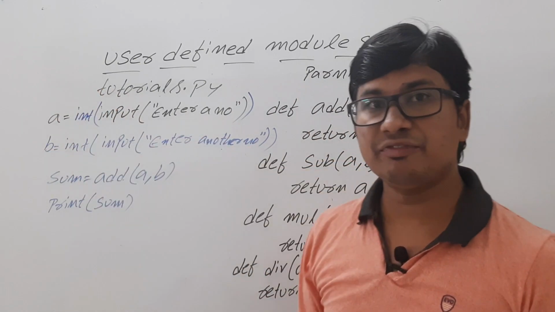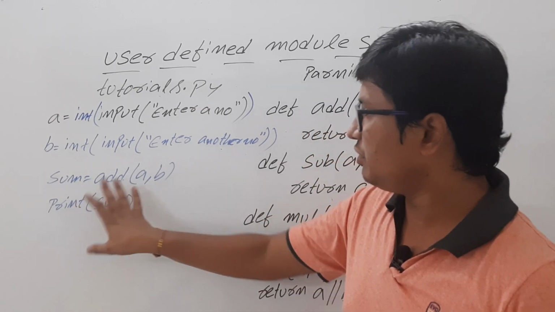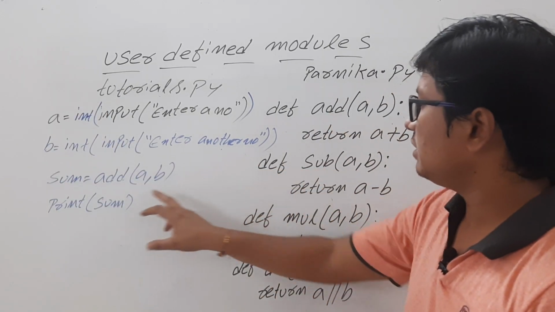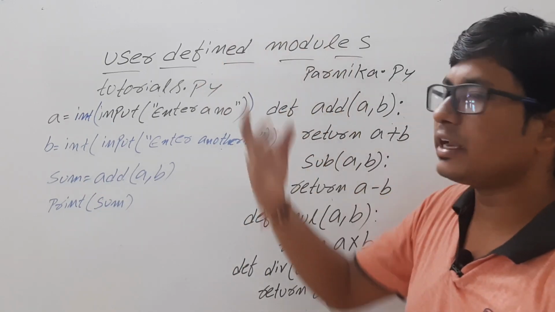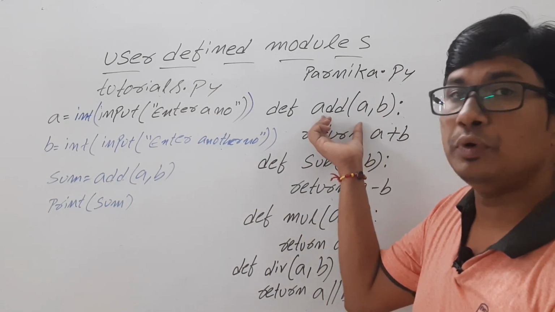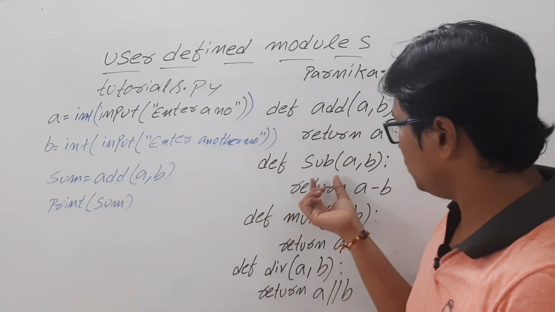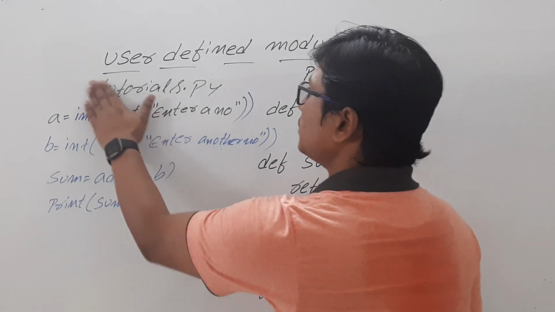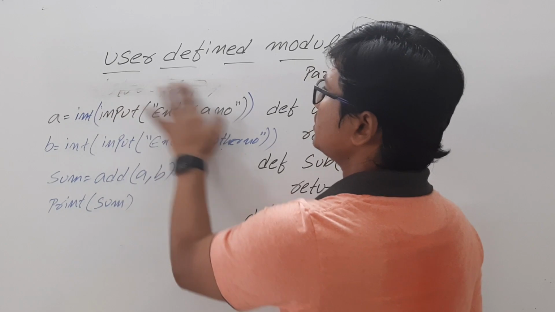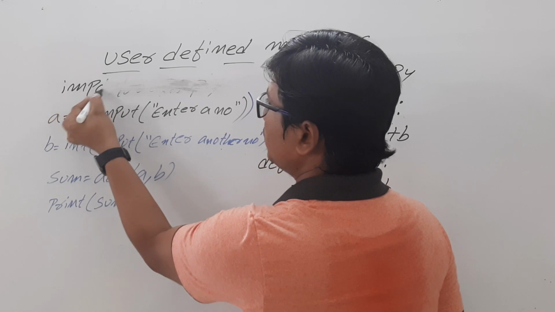But have you defined the function called add? Add is not an inbuilt function, it is a user-defined function. So if it is a user-defined function, before calling the function, you need to define it. But that function definition is written in another program. So in tutorials.py, you need to import the user-defined function called add. Similarly, if you want to perform the subtraction, you have to import sub. So you can do it in two ways. In tutorials.py, you can write a statement called import Parnika.